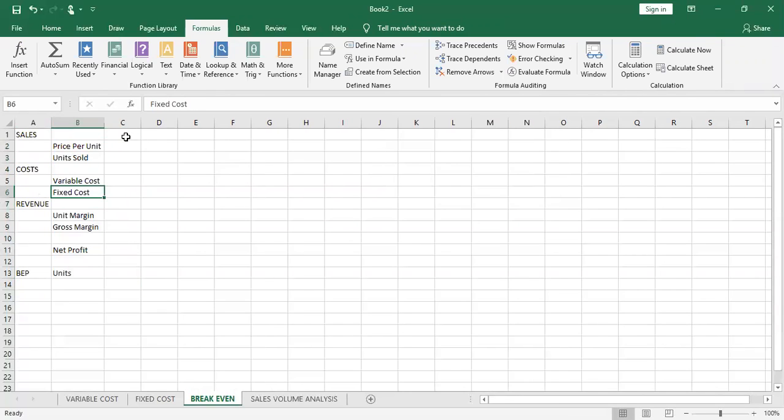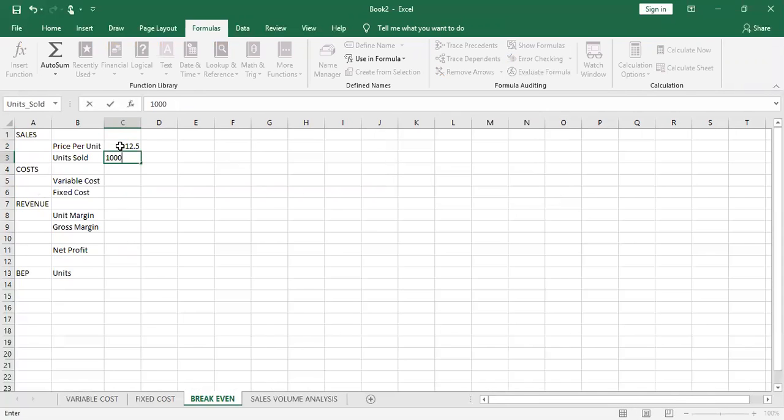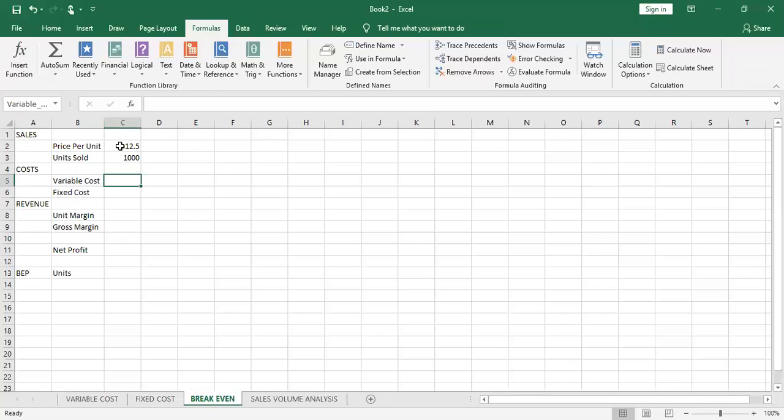Now we've gotten our table, our names. So this is known as price per unit. This cell is called unit sold, and this one is known as the fixed cost in that order. Now the question gave us the price per unit to be 12.5. We have the unit sold to be 1,000. The rest we are going to compute.